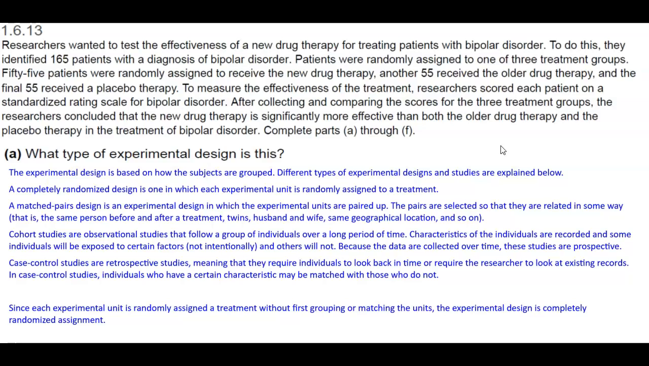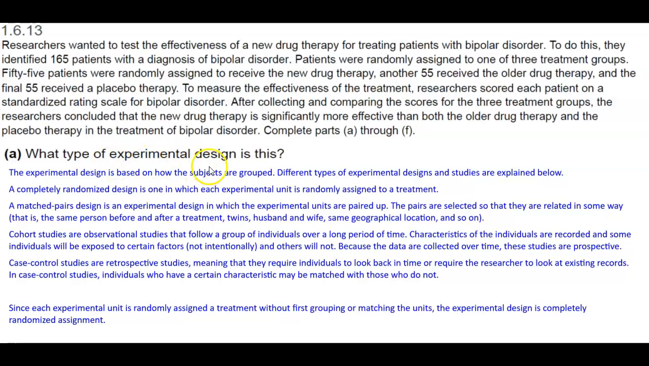To measure the effectiveness of the treatment, researchers scored each patient on a standardized rating scale for bipolar disorder. After collecting and comparing the scores for the three treatment groups, the researchers concluded that the new drug therapy is significantly more effective than both the older drug therapy and the placebo therapy in the treatment of bipolar disorder. We're going to complete parts A through F.